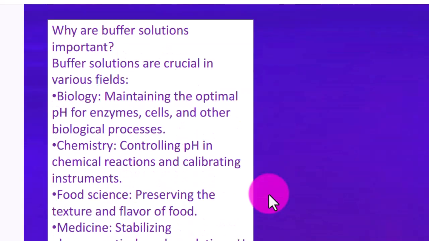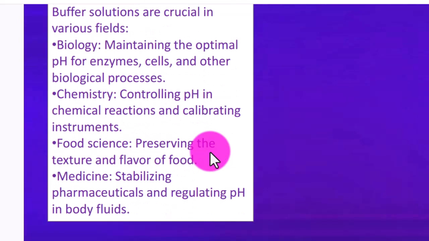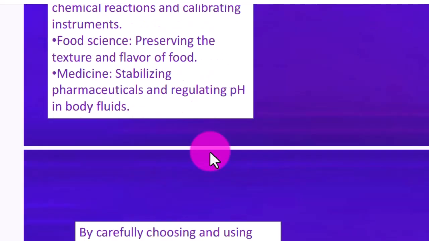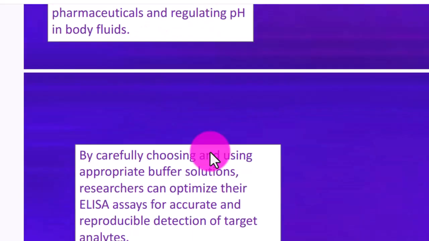Why are buffer solutions important? Buffer solutions are crucial in various fields. Biology: maintaining the optimal pH for enzymes, cells and other biological processes. Chemistry: controlling pH in chemical reactions and calibrating instruments. Food science: preserving the texture and flavor of food. Medicine: stabilizing pharmaceuticals and regulating pH.